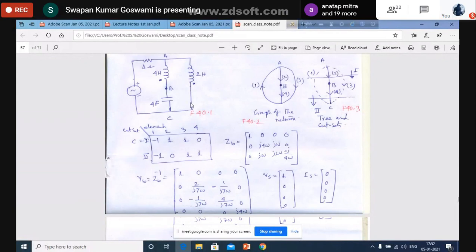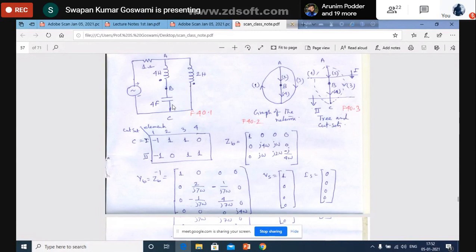What are the current sources? There is no current source in the network, so all current sources are 0. Had there been a current source, you would have entered a current value here. Say, for example, let us assume that we had a current source between node C and here. So this is element number 4, and we have a current source here.